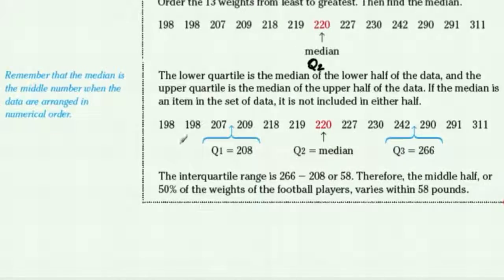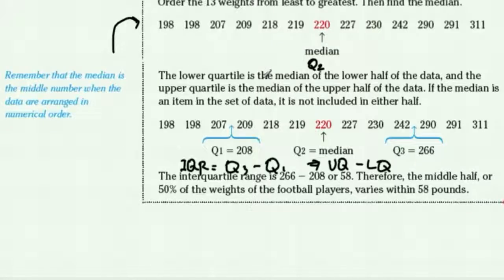Remember what we talked about in IQR. IQR, or interquartile range, is equal to your Q3 minus your Q1, your upper quartile minus your lower quartile. So the weights of the players vary 58 pounds, because that is our interquartile range. Remember that the median is the middle number when the data are arranged in numerical order. That's just a reminder for you to be able to find the median.